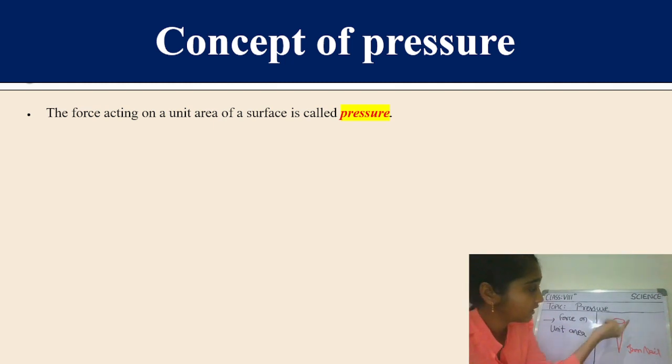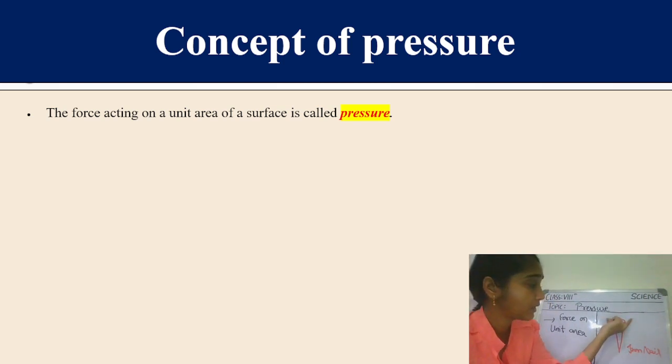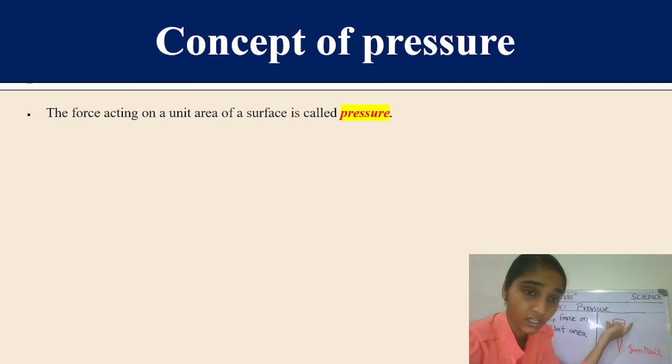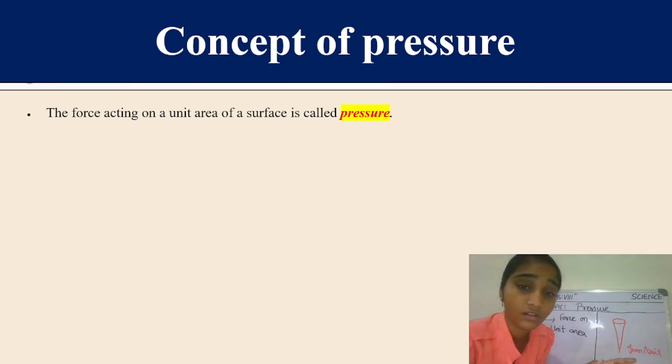In the nail we have two types of area: one is the large area, one is the pointed area, which is the unit area. So we are applying pressure over here. We are applying force in this area of the iron nail, and this application of force in this area is termed as the pressure.